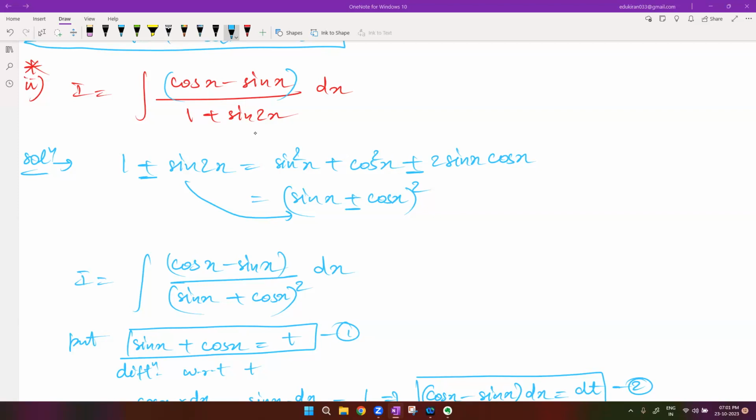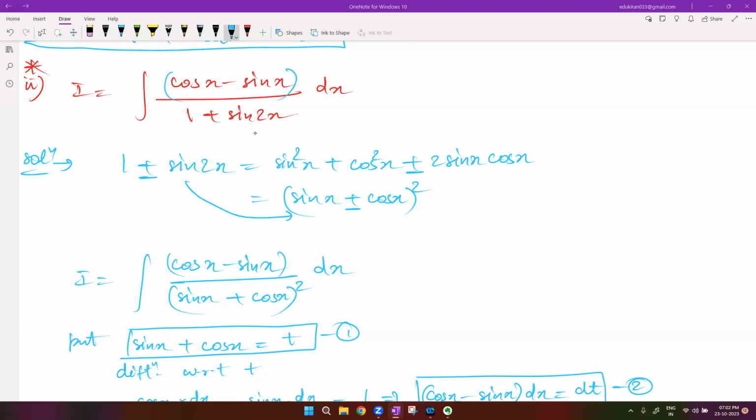If there is plus in one equation, then there should be negative in another equation, because that is how the derivative part forms. The derivative of sin x is cos x, but the derivative of cos x is minus sin x. So the sign should be different. If the numerator had cos x minus sin x, then the denominator should be cos x plus sin x. Then only I would be able to solve the question.